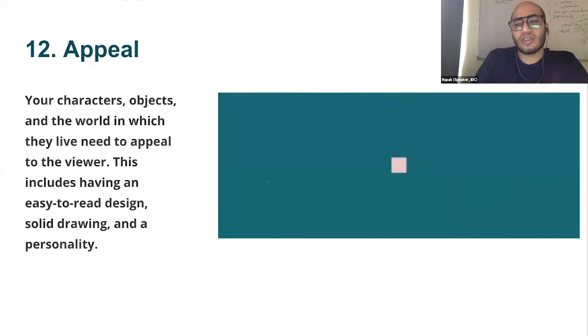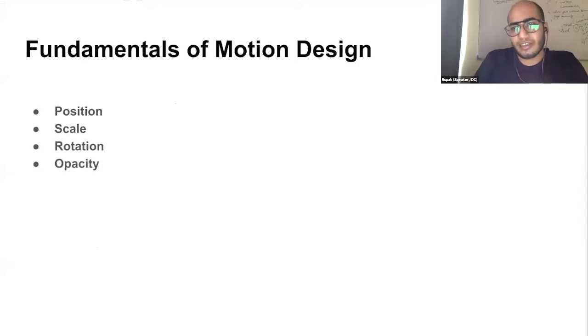So they are the fundamentals of motion design. These four properties: position, scale, rotation, and opacity. These four things will play a key role in all your animations. It doesn't matter what kind of animation you want to make. These four will always be there, and this will cover most aspects of your animation. In the workshop also, we'll see how these four properties work and how we can use them to make very good and exciting stuff.